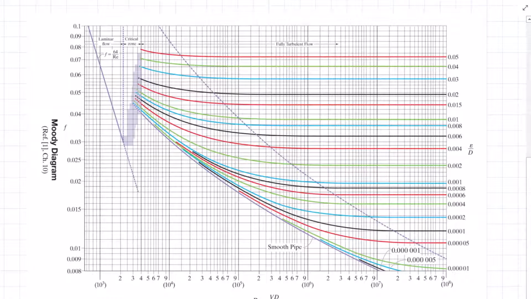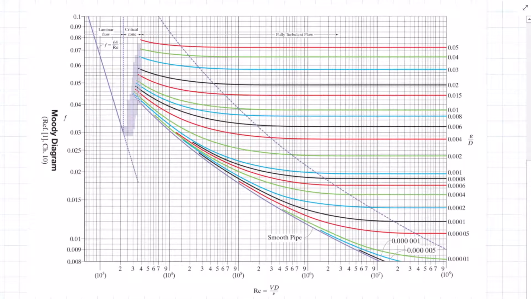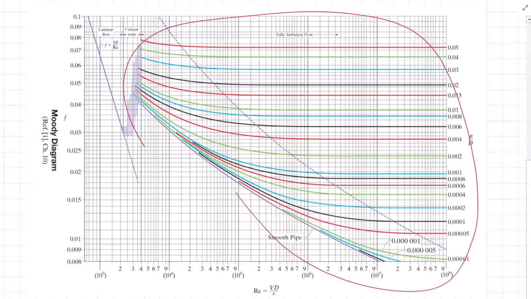You'll see here that we've got the laminar flow. So that's around that 2,000 to 3,000 Reynolds number that we were talking about. Then we have the critical zone that's somewhere in between fully turbulent or fully laminar flow. And then we have this whole bit here that is the fully turbulent flow.